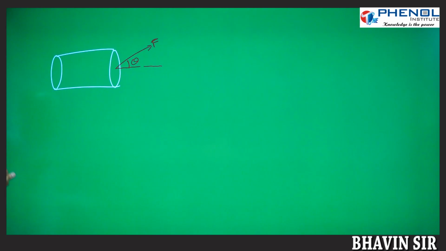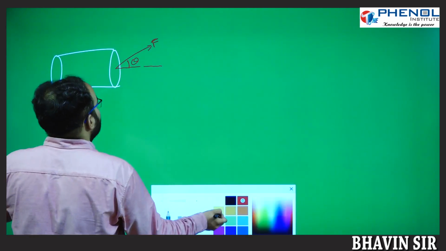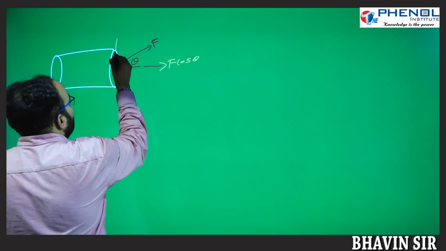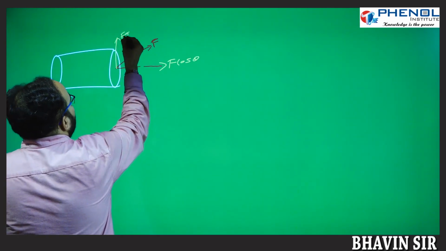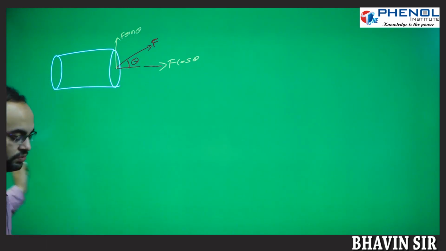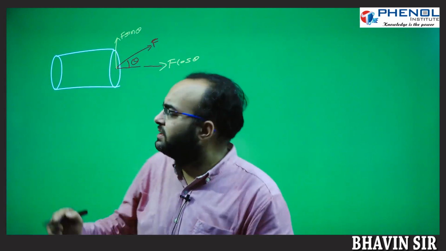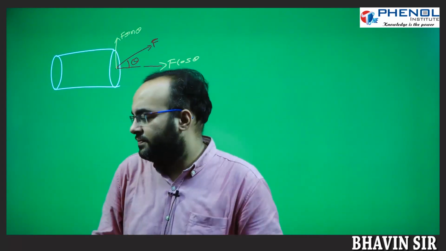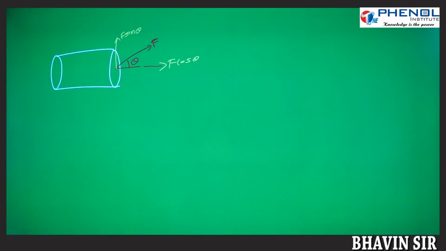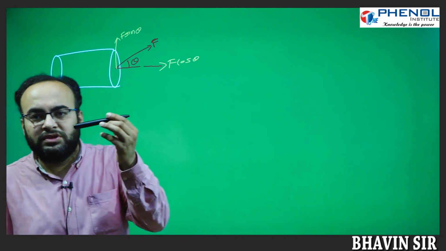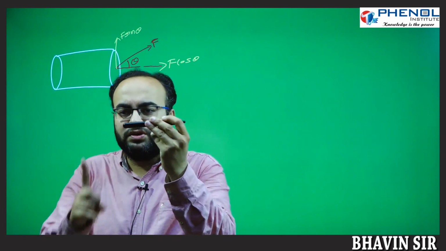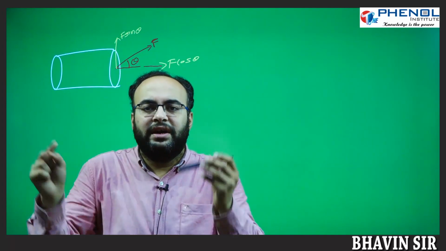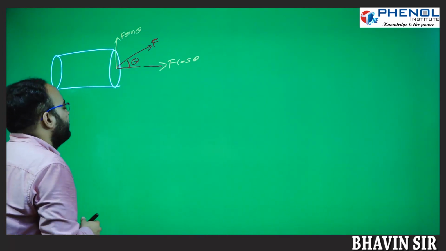We consider two components where the angle is formed. We consider cos theta here and sin theta here. Students, see from the figure, F cos theta is perpendicular and F sin theta is tangential. Suppose this is the cylindrical rod, so F sin theta is in that direction, so F sin theta is tangential and F cos theta is the perpendicular force.